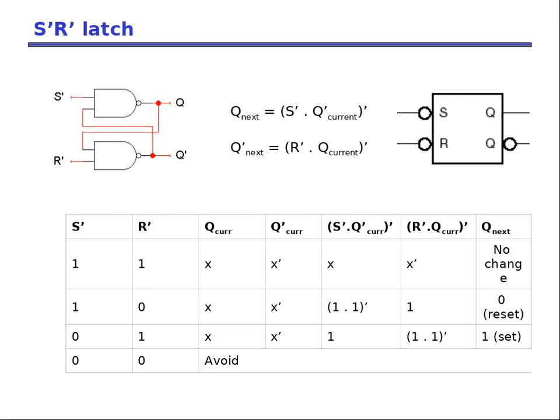All right, so we have the S naught R naught latch, which is just the same thing as the SR latch, just inverted inputs, and it uses NANDs instead of NORs. So it has a 2 gate delay.